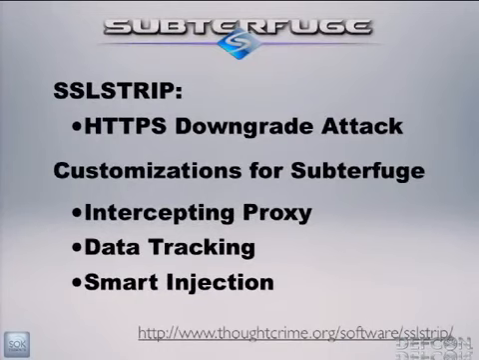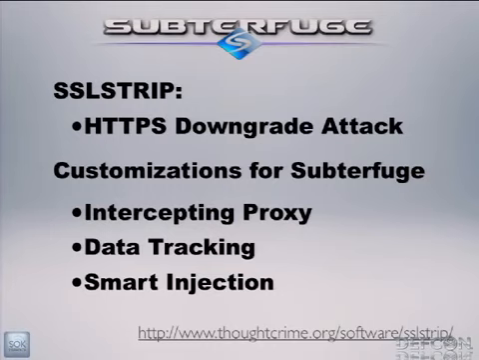Right, so something else we actually used as a big backbone component of Subterfuge is SSL strip. So Moxie Marlinspike at Black Hat in 2009 released SSL strip, and it runs an HTTPS downgrade attack. So when we first came across SSL strip and started looking into the code, we almost felt like we died and went to heaven because it's written in Python, for one. For two, it also acts a little bit like an intercepting proxy. So we went ahead and customized it to actually use those features to log basically everything.